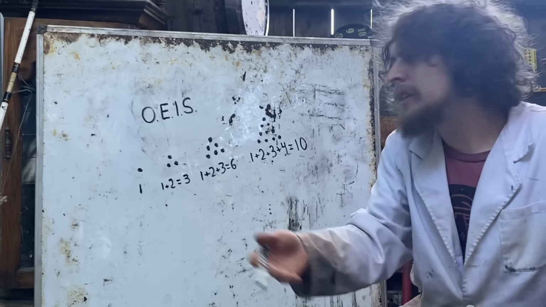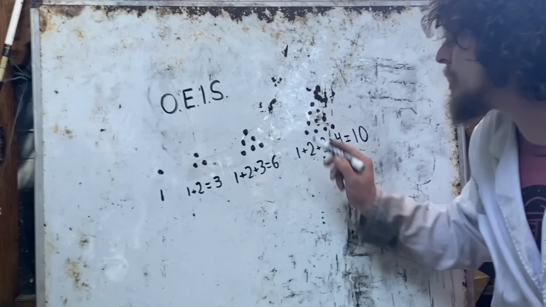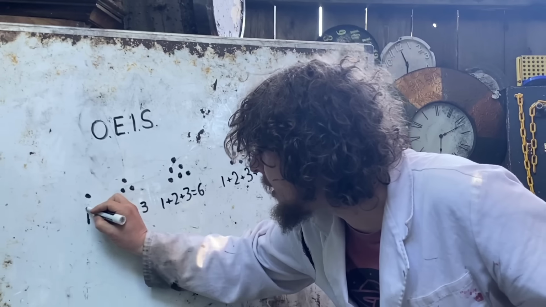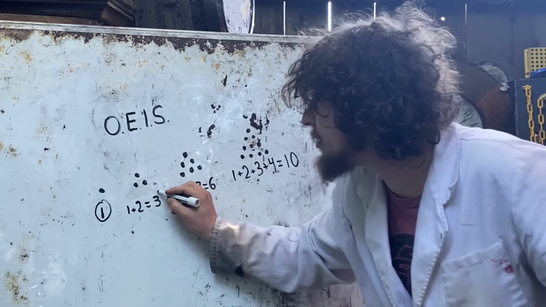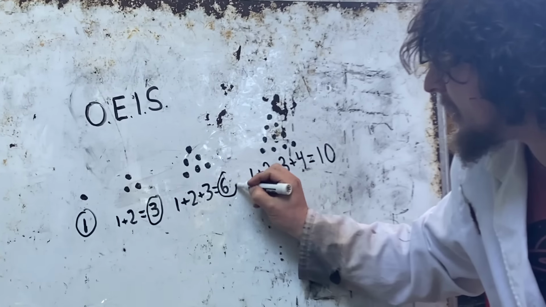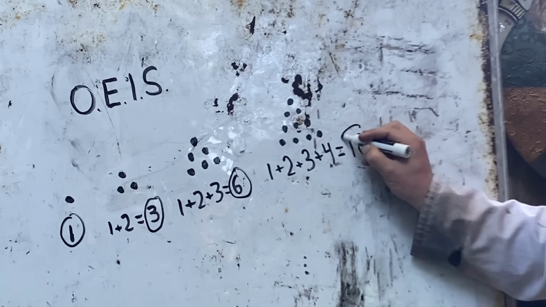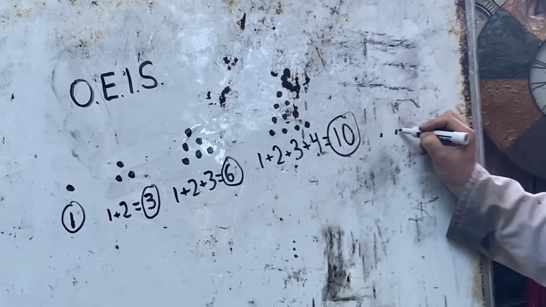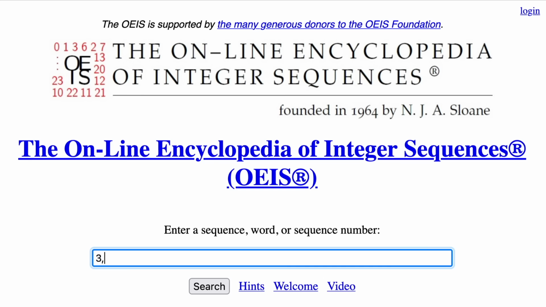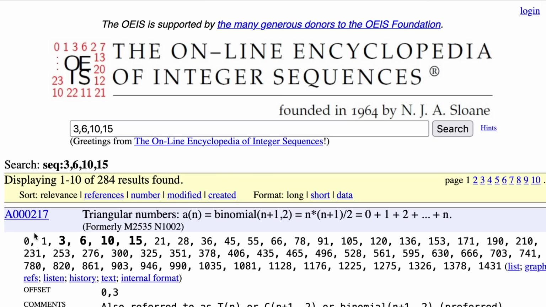Like, let's say I stumbled across the triangular numbers myself, wondering what's up with the sequence that goes 1, 1 plus 2 equals 3, 1 plus 2 plus 3 equals 6, and then 10 in a sort of triangular fashion. Well, if I searched some stretch of these on the OEIS, like 3, then 6, then 10, then the next would be 15, that would lead me to their entry about triangular numbers.